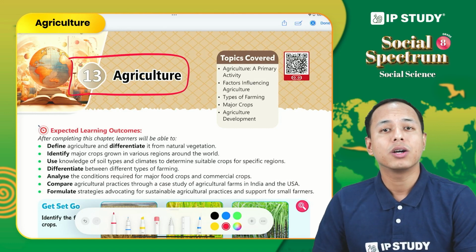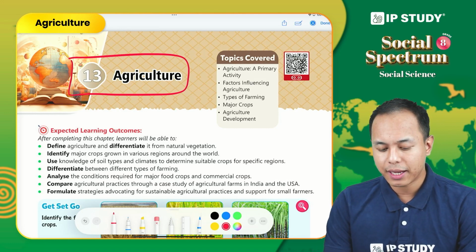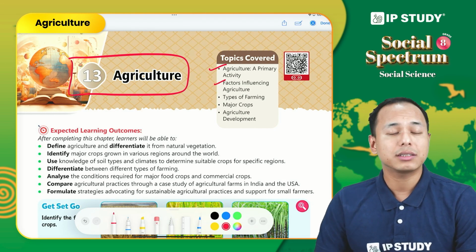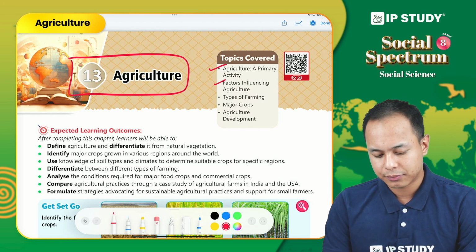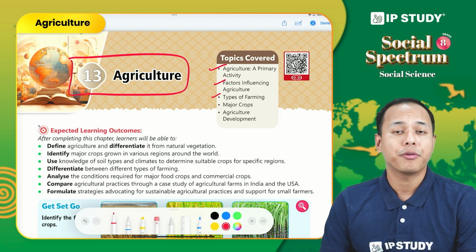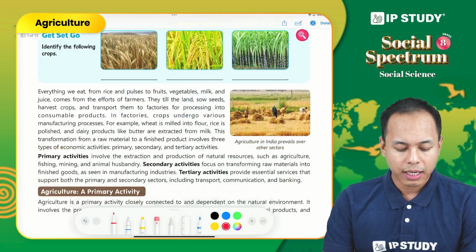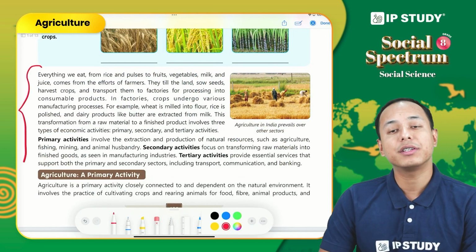In this chapter, we are going to cover a few important topics like agriculture, a primary activity, factors influencing agriculture, types of farming, major crops, and lastly agriculture development. So now let us have a brief intro of this chapter.